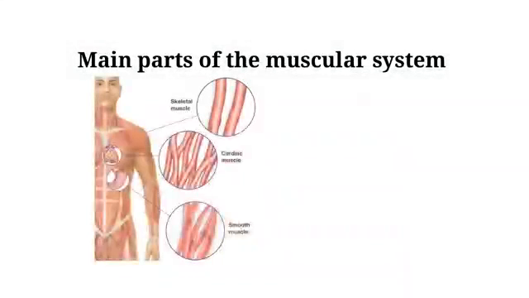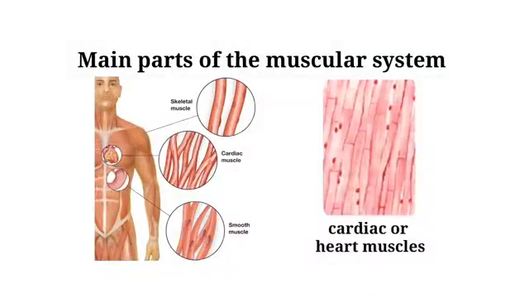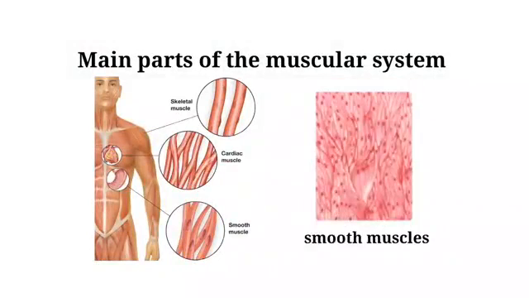Main parts of the muscular system are skeletal muscles, cardiac or heart muscles and smooth muscles. Now let's go to the circulatory system.